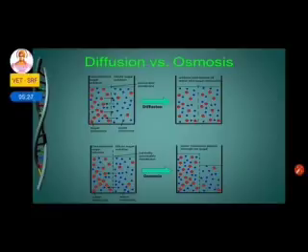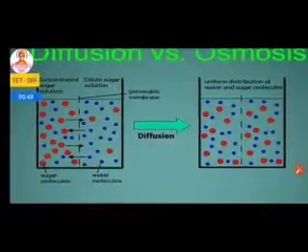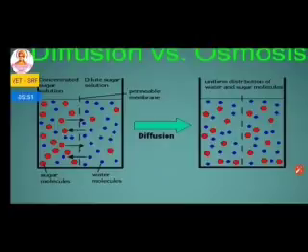But what is the difference between diffusion and osmosis? Here is an example which will explain clearly the difference. Here the liquid has higher concentration and lower concentration. See in diffusion, there is a concentrated sugar solution on the left side and a diluted sugar solution on the right side, and between them there is a semi-permeable membrane.